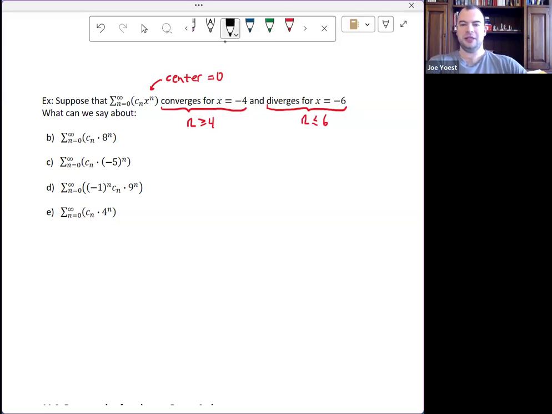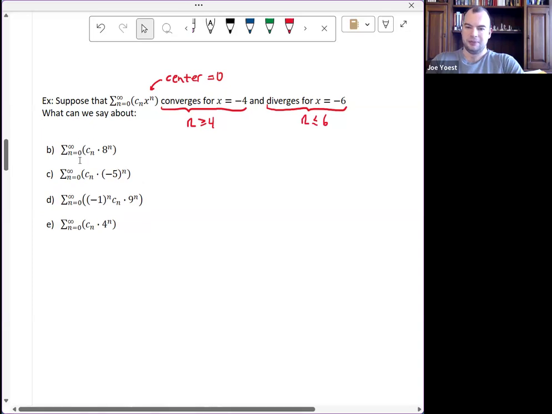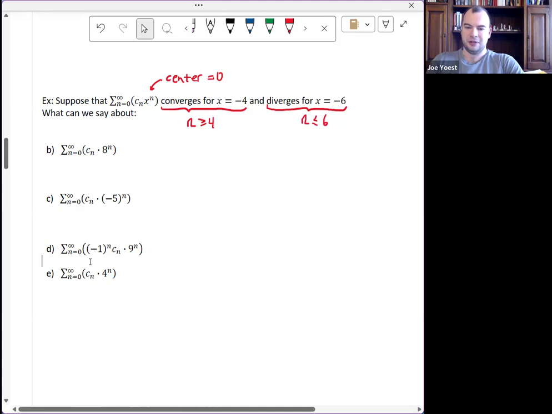Okay, it's right around 2 minutes. So I tried to write in a couple hints as we were going along here in case you got stuck with where to get started. But let's take a look at each of these.